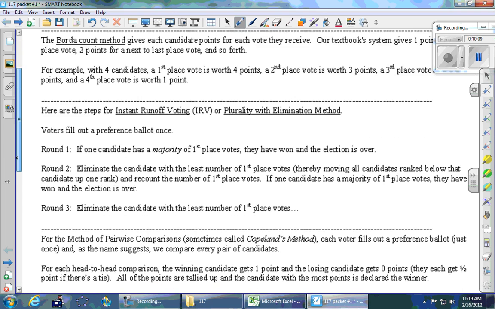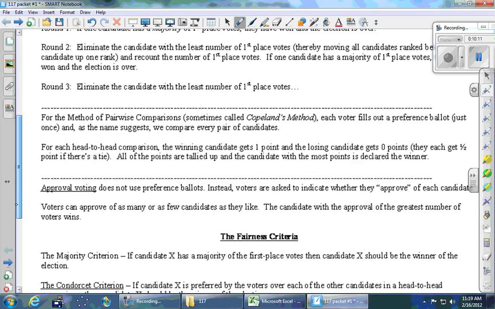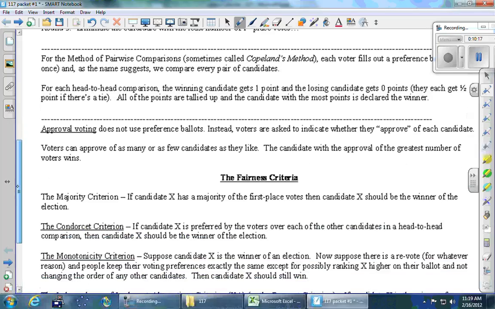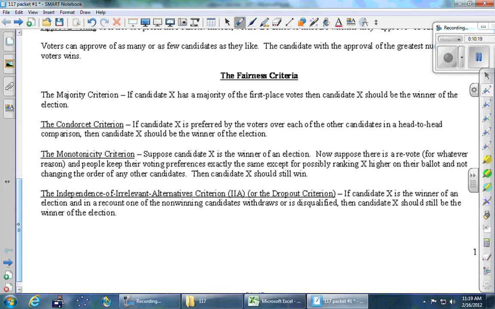The first four things are our different voting methods. That's the one track, find the winner. And then down below, you see the fairness criteria. That was the other track. There's four things on each track.